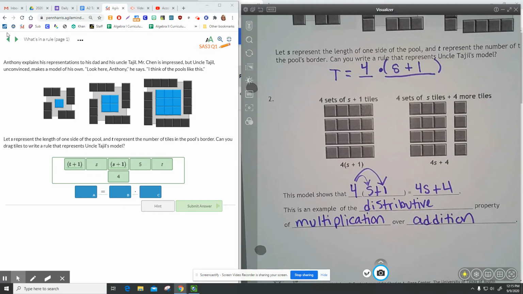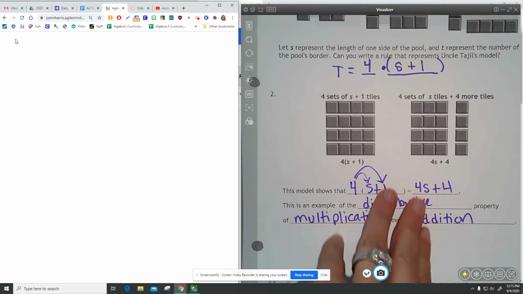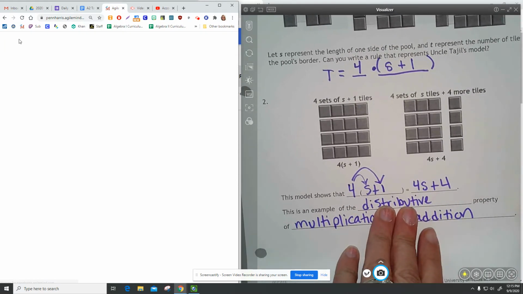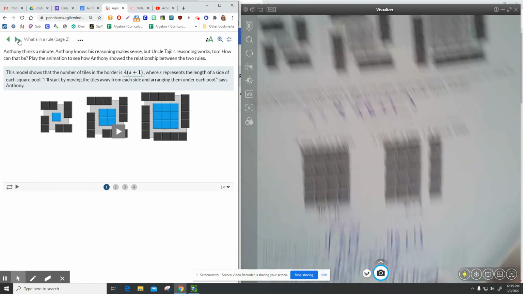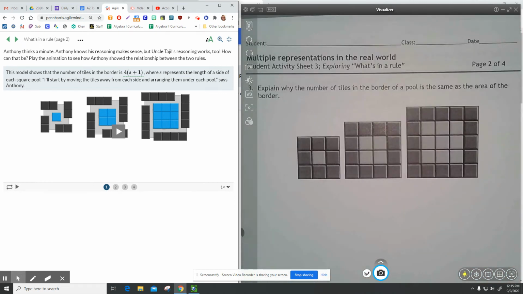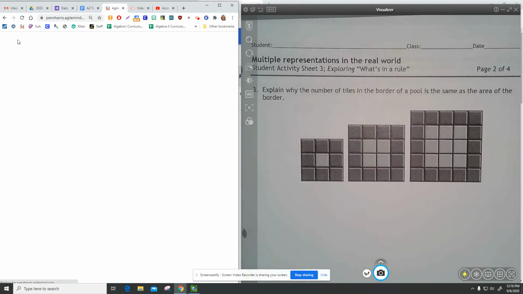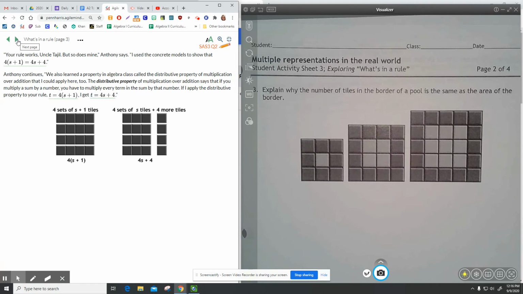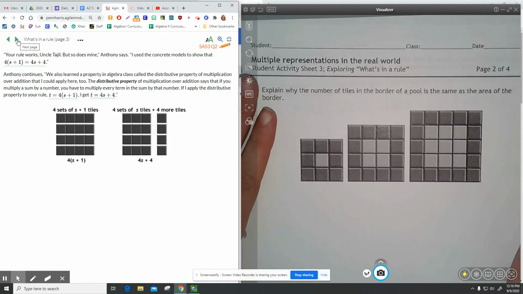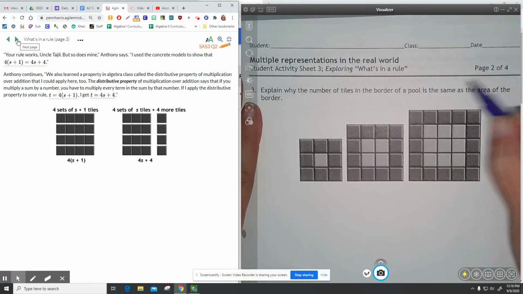Okay, I'm going to click through a couple pages to get us to the page. We want to go to question number 3. Question 3 for me, guys. Okay, so on this one now, they ask us to explain the number of tiles in the border of a pool, to explain why the border of tiles of the pool is the same as the area of the border. Why is the number of tiles in the border of the pool the same as the area?